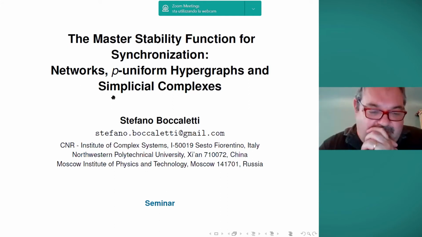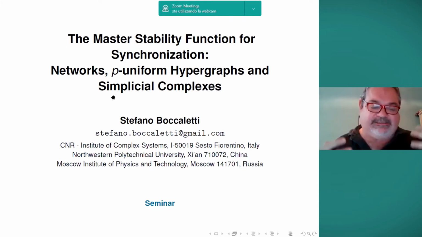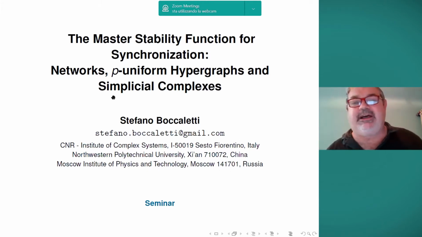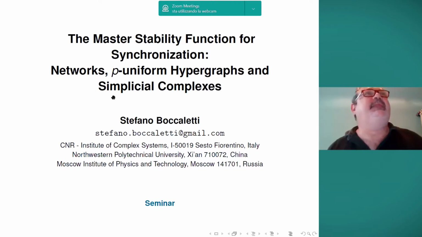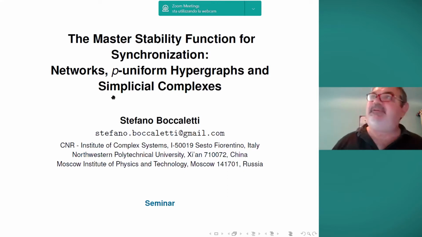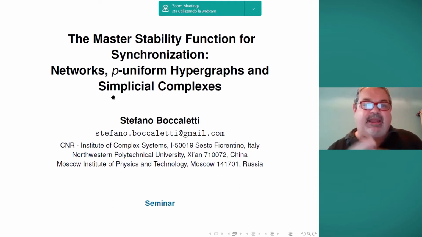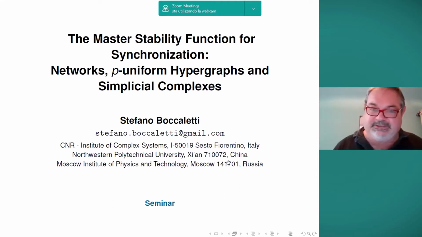And now I want to show you how to extend this technique to the case of p-uniform hypergraphs and to the case of simplicial complexes. That is, we imagine having a population of dynamical units, and the interactions among these dynamical units are described by p-uniform hypergraphs and/or simplicial complexes.